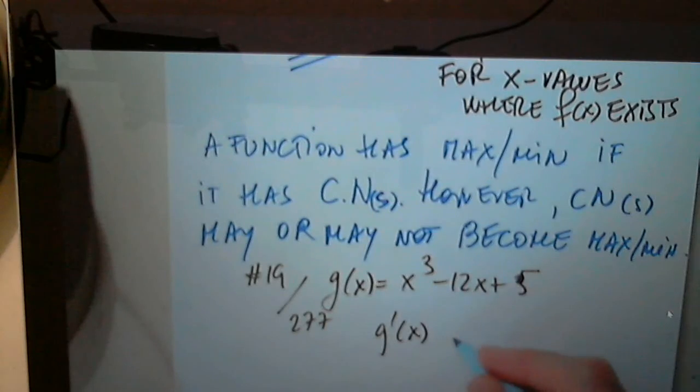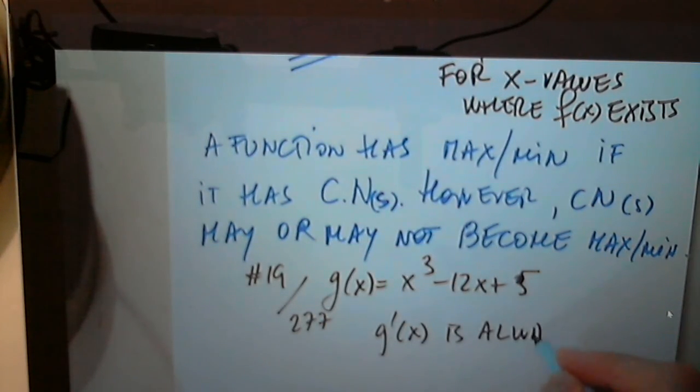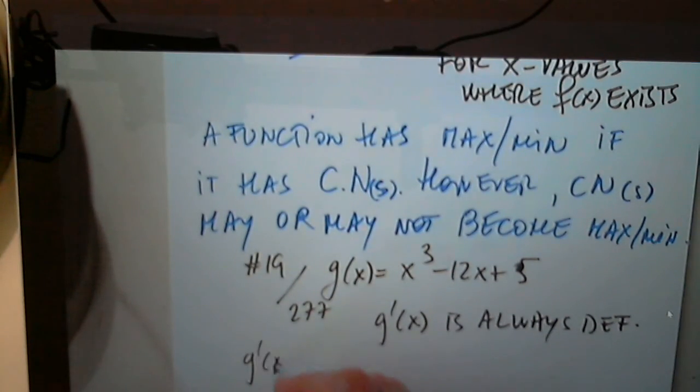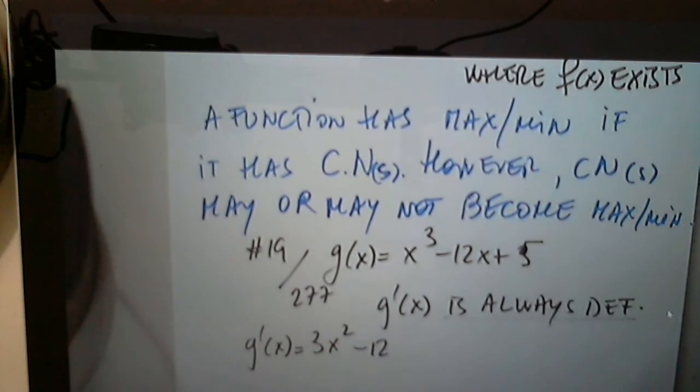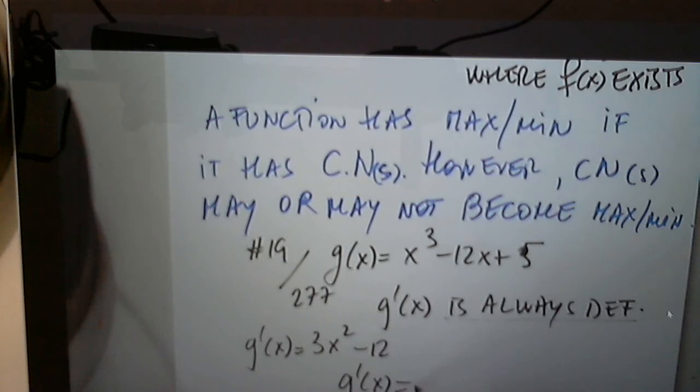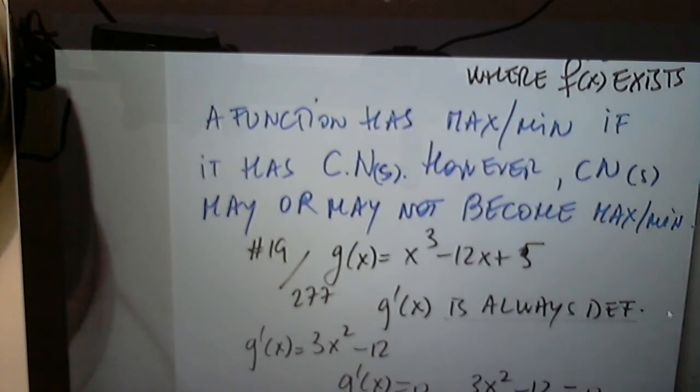G prime of x is always defined. How do I know? Well, it's a polynomial function. 3x squared minus 12. It's a polynomial function. There are no critical numbers coming from G prime being undefined. What about from G prime being 0? Yes, because I have 3x squared minus 12 equals 0. I divide by 3 and I get x squared equals 4, so I get x equals plus or minus 2, critical numbers.